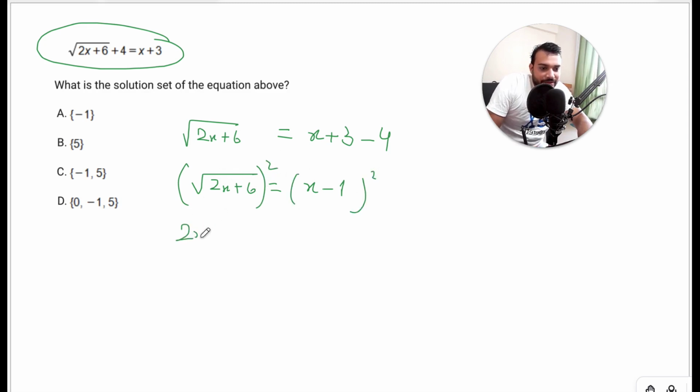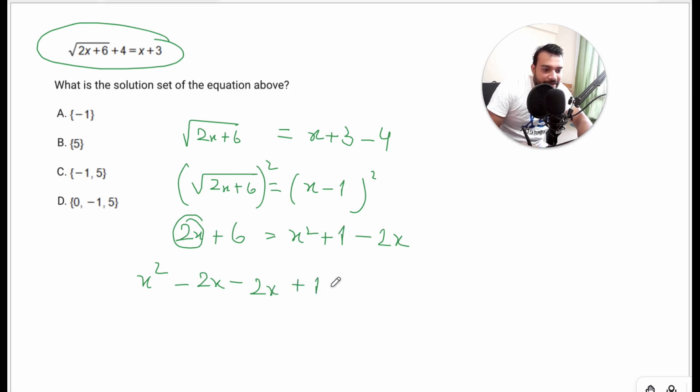So we have 2x plus 6. This will come out of the square root symbol, and x squared plus 1 minus 2x. So combining everything on the right hand side, let's see. So x squared minus 2x, and then minus 2x from this side will come onto the right hand side, plus 1, which was already there, and then minus 6, which comes from the left hand side, is equal to 0. So x squared minus 4x minus 5 is equal to 0.